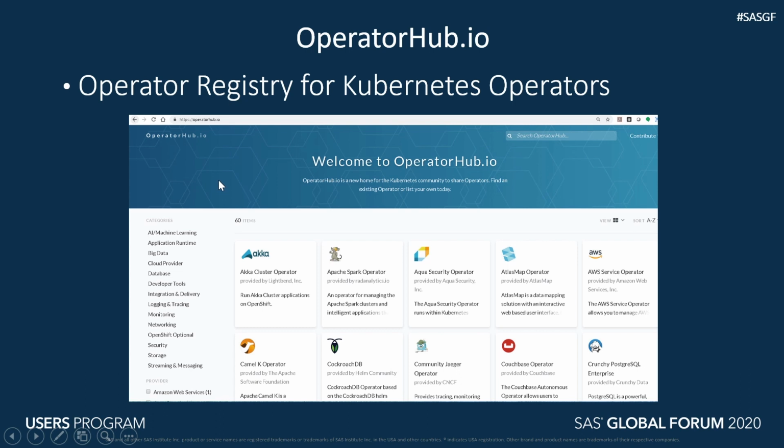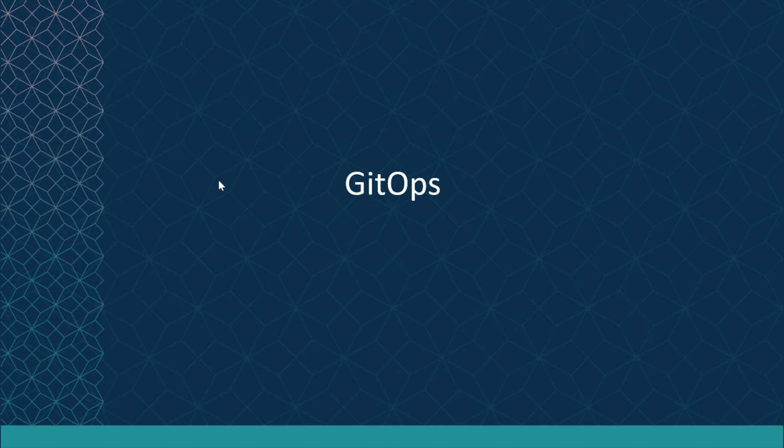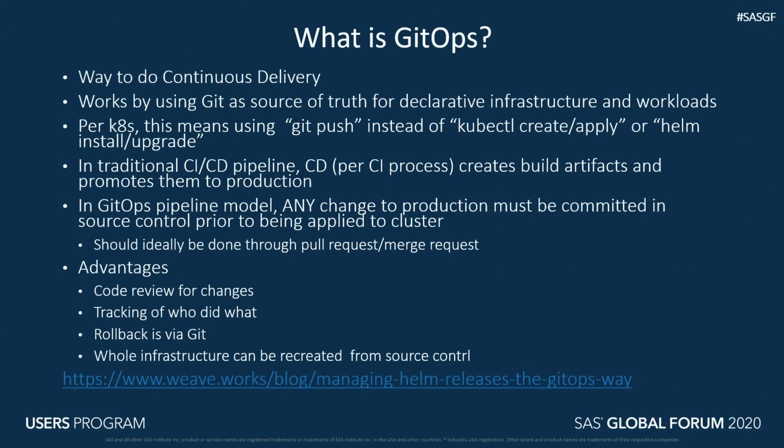And so if we want to have an operator that manages things for us, we can just have that available out there and have people be more aware of it and be able to use it. Let's next talk about GitOps. What is GitOps? GitOps is a way to do continuous delivery. It works by using Git as a source of the truth for declarative infrastructure and workloads. Per Kubernetes, this means using a Git push instead of kubectl create apply or Helm install upgrade.